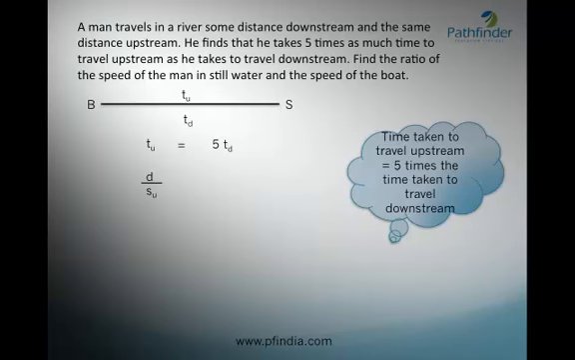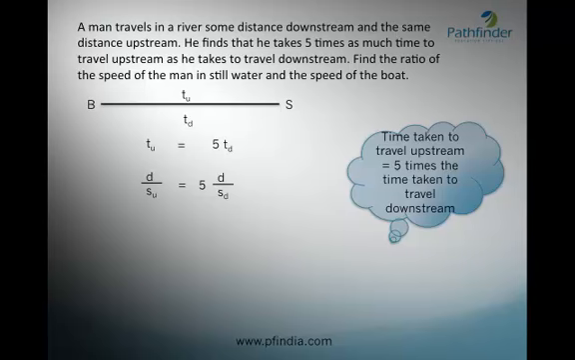Now, Tu can be replaced by distance divided by the upstream speed, that is Su, and Td can be replaced by d upon Sd. D is again the distance, which is the same as the upstream distance, and Sd is the downstream speed of the man, and d upon Su must be equal to 5 times d upon Sd.